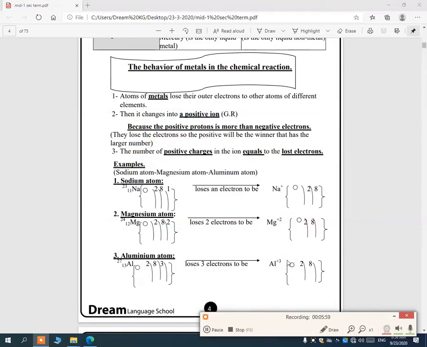Finally, the aluminium atom. Its atomic number is 13. So the electronic configuration will be K2L8M3. So the aluminium will lose its outermost electrons to be an aluminium positive ion, which carries 3 positive charges because it lost 3 electrons. And the new electronic configuration of the ion will be K2L8, which is a stable form of aluminium.